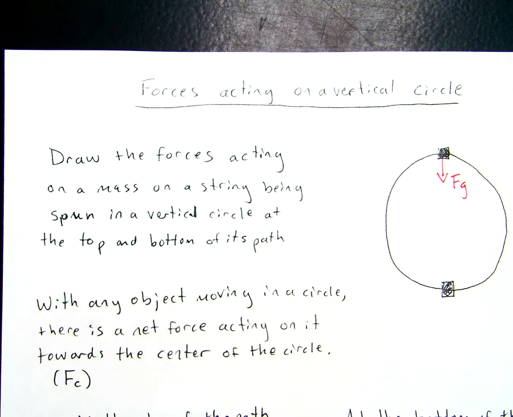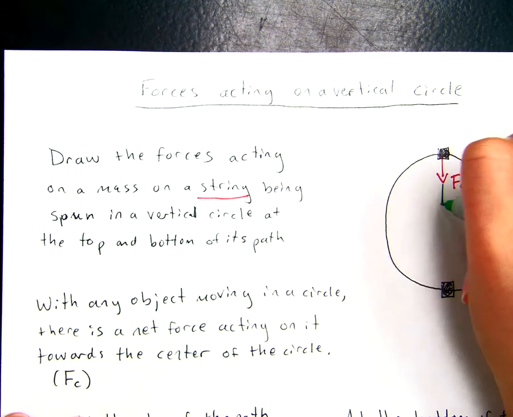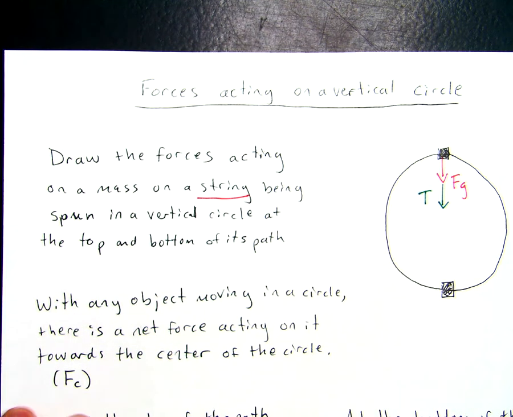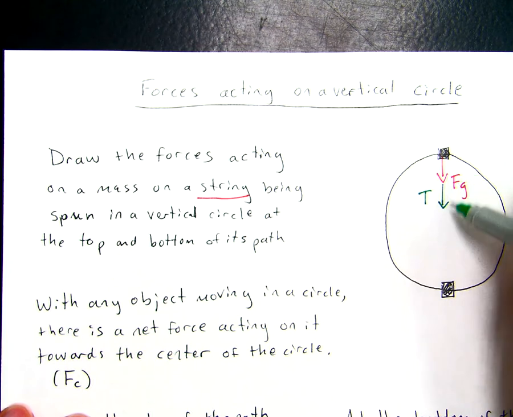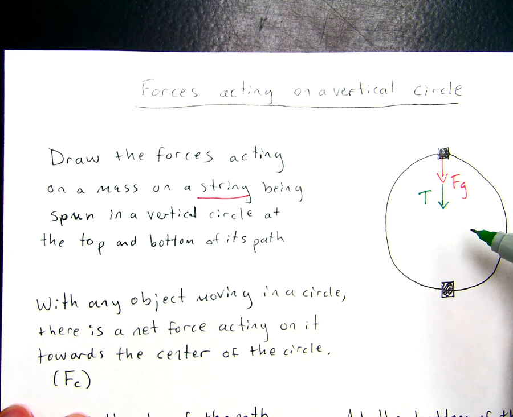But as we said, with any object moving in a circle, there has to be a force keeping it moving in a circle. So in this case, we see that gravity is pointing towards the center of the circle, but they gave us some other information. It's on a string. So what other force do we have to add to this picture? We have to add a tension force. So both of those forces are going to cause us to feel a force towards the center.